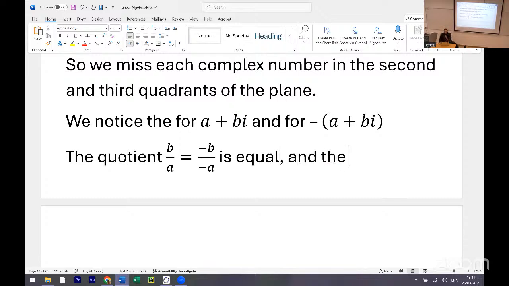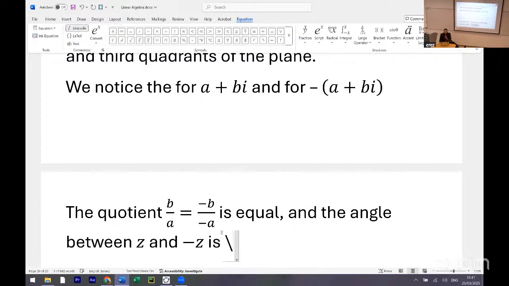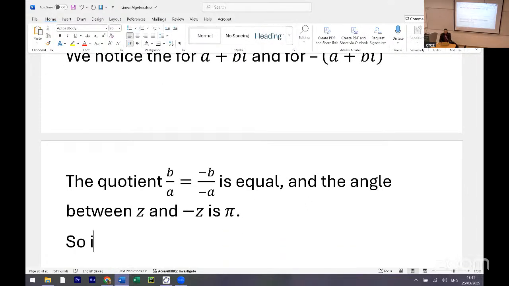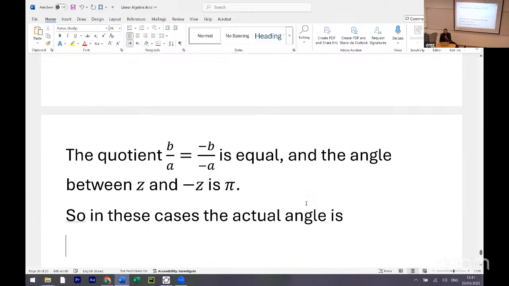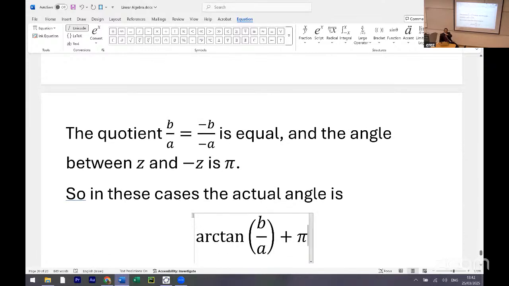And the angle between z and minus z is pi. So in these cases, the actual angle is the arctan of b over a plus pi. So it's the angle of z plus pi that takes us to negative z, to the right place that we are supposed to be at.